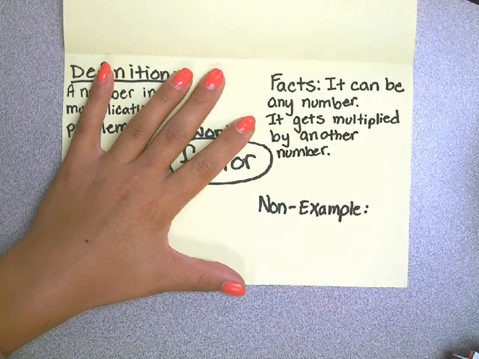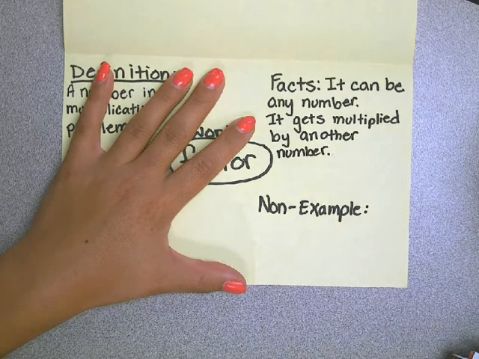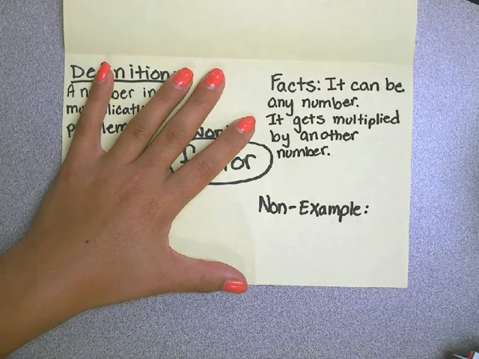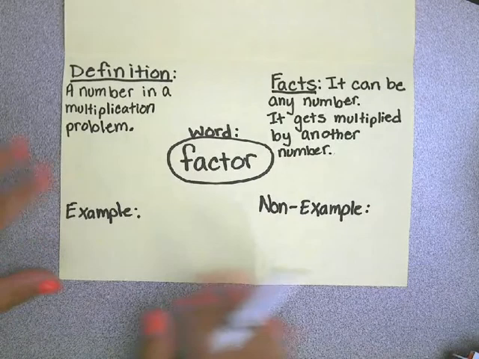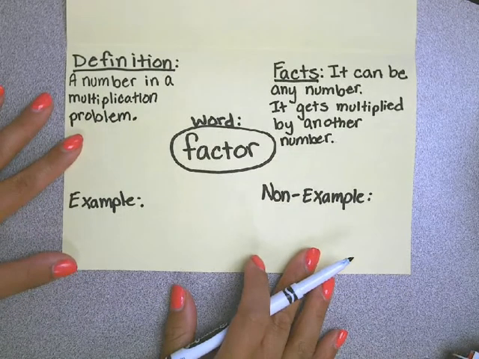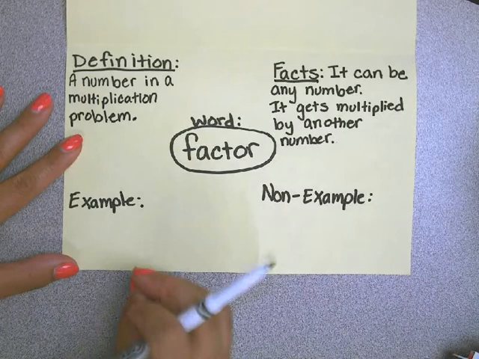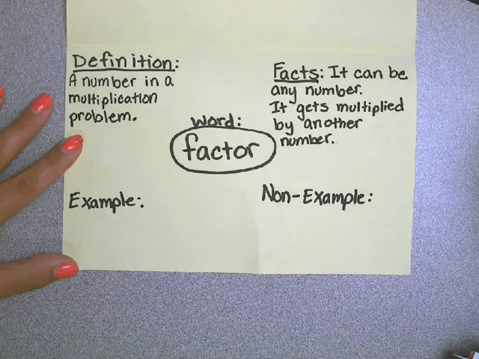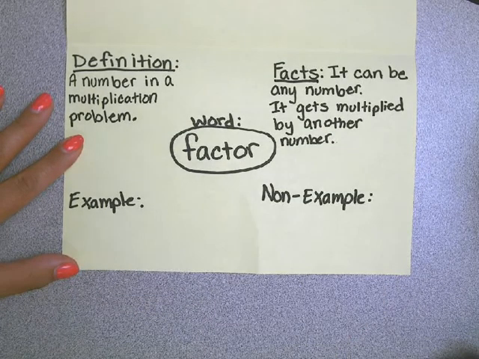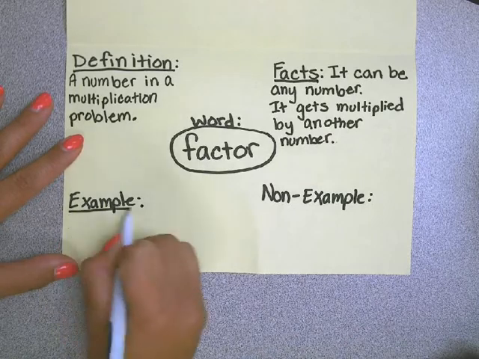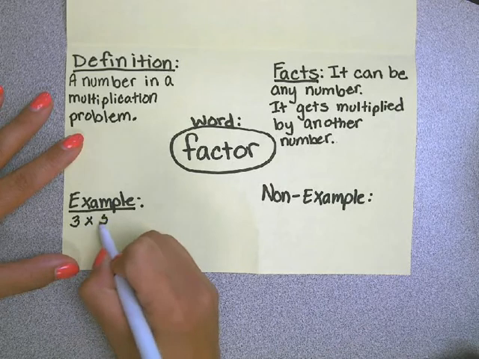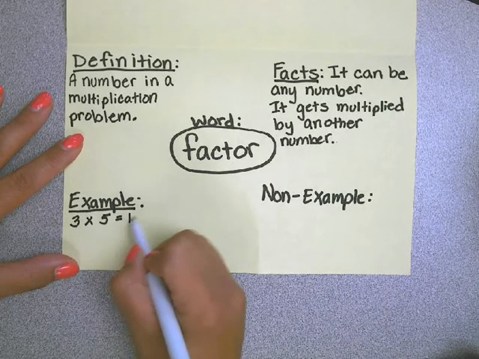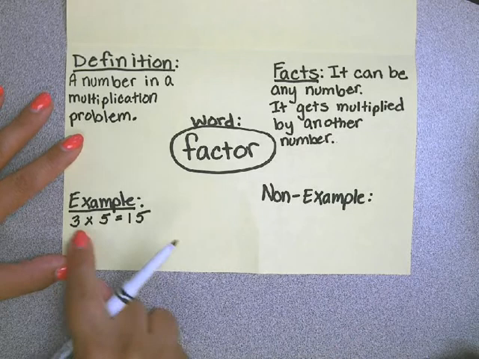I might post this video tonight because you might need it for your homework. We'll see if YouTube lets me load a really long video. So for example, I'm going to show you an example and then we'll see if there's more facts we want to add. So an example would be 3 times 5 equals 15.